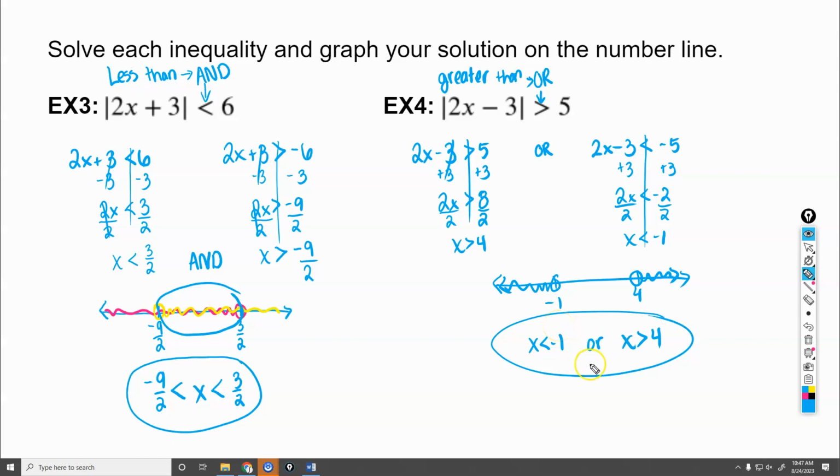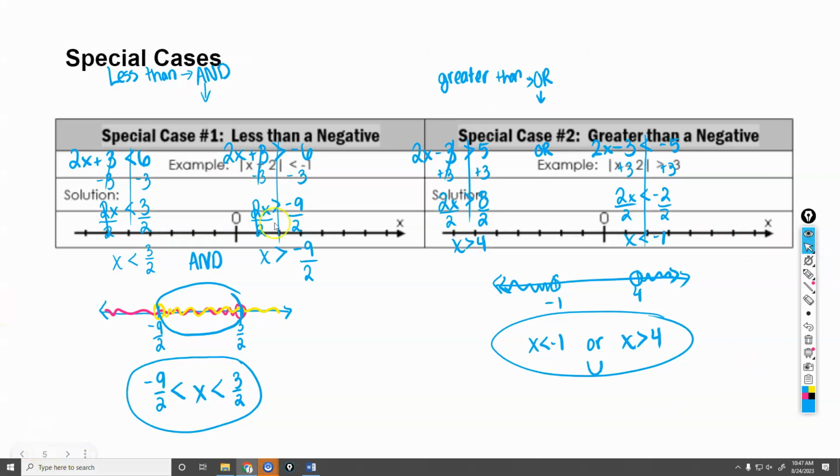You might see that you could use that U that we used for some of our interval notation instead of using the word or also there. Okay, questions? So where are we at? How much more we got? A little bit. Okay. All right.